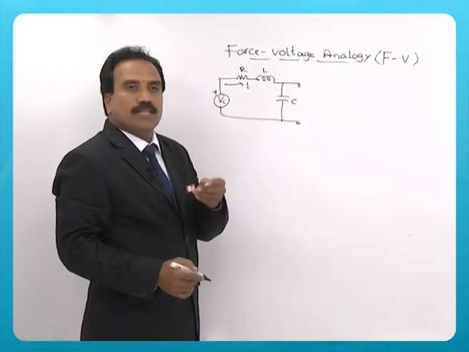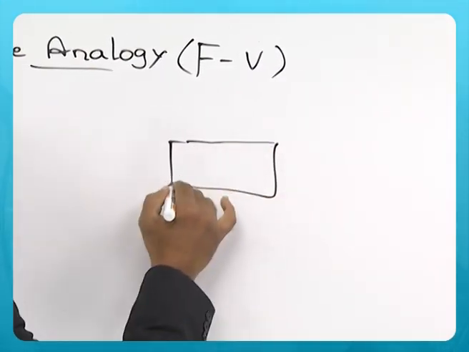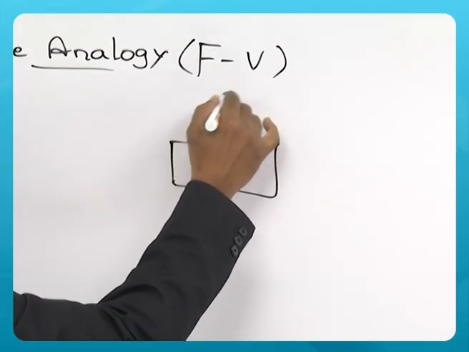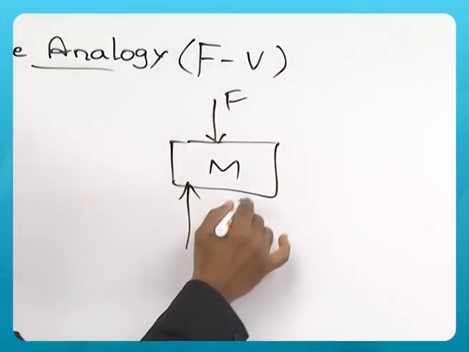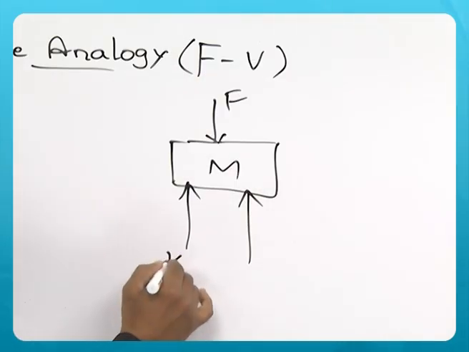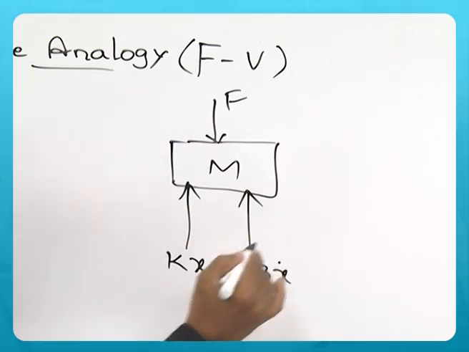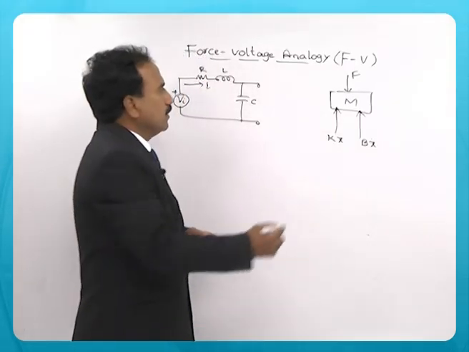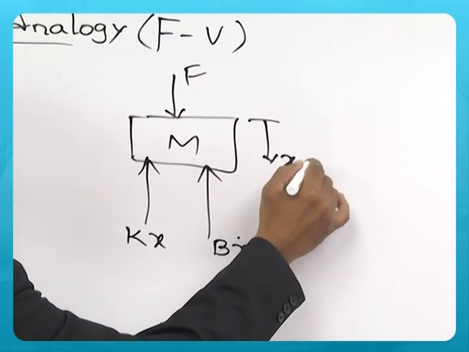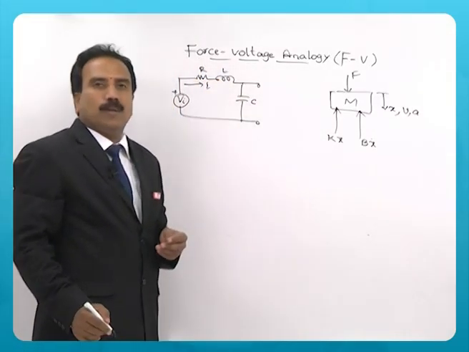In the case of a mechanical system, we have seen just now that it is associated with some mass, then a force is applied on it, then there are reaction forces that exist, one due to spring and the other due to friction, and this has a displacement of x, it has a velocity and acceleration.